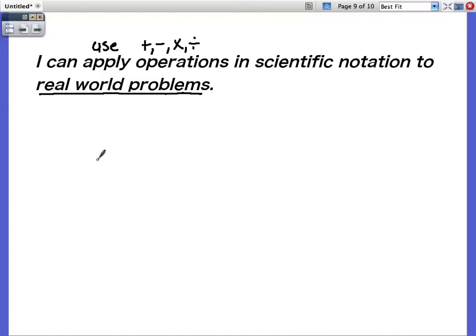Math isn't just there to look pretty, although, oops, sorry, I got an alarm going off here. Although math is pretty, I love math, I think it's beautiful, it's there to solve problems. It's there to help us in the real world.